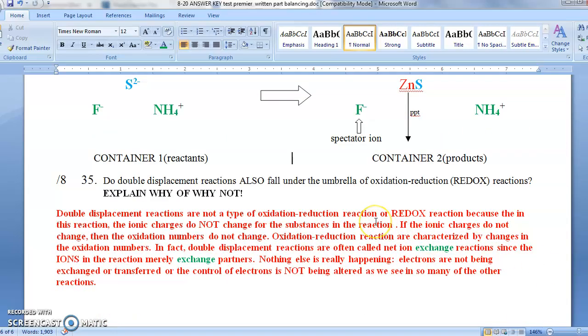The next question, and our final question in this packet: Can double displacement reactions also be categorized as oxidation reduction reactions, or redox reactions? Why or why not? Well, we recall oxidation reduction reactions, redox reactions, involve oxidation numbers changing in the reaction.